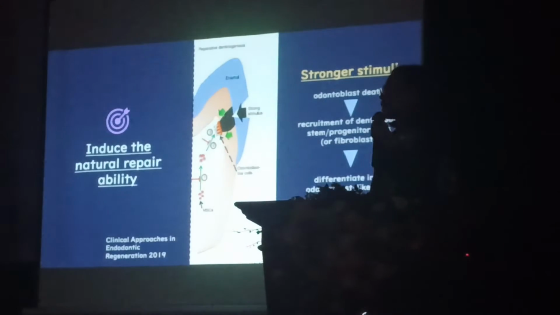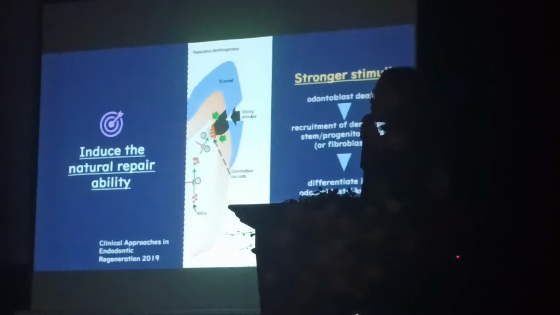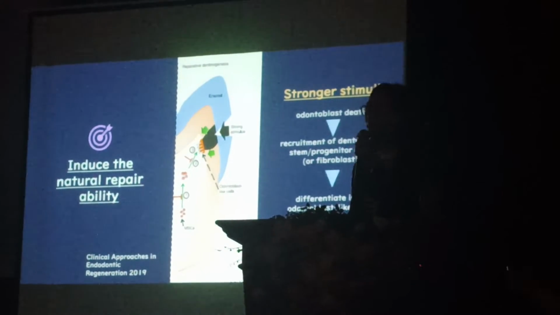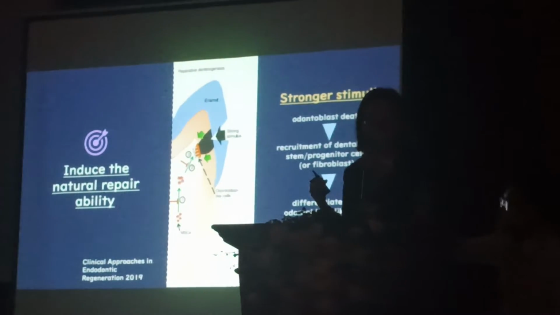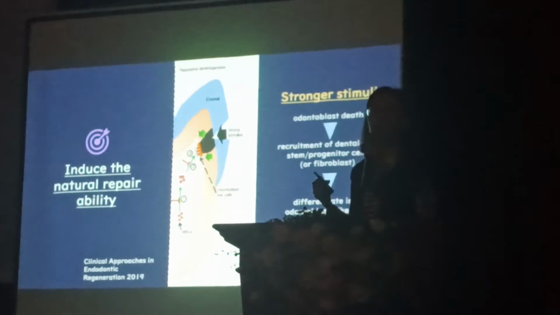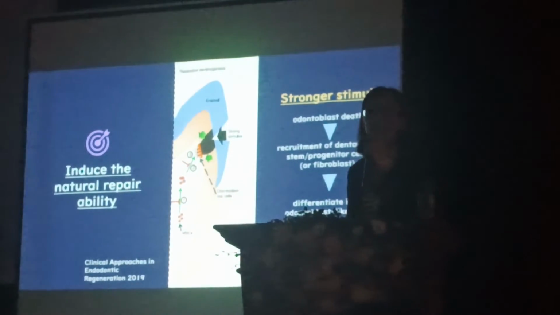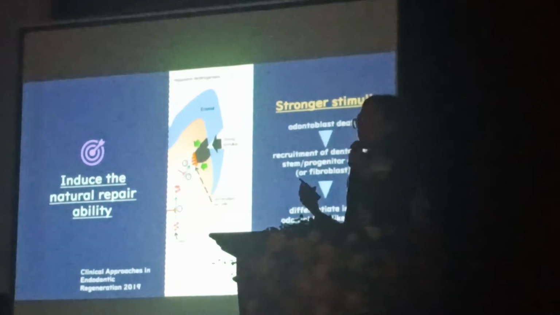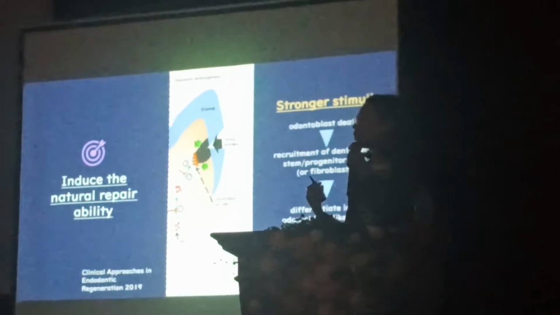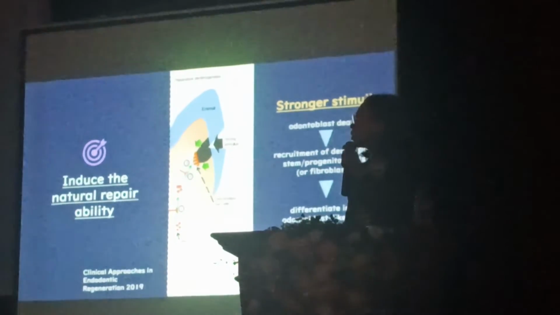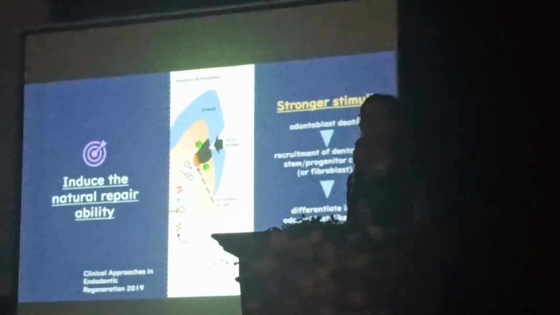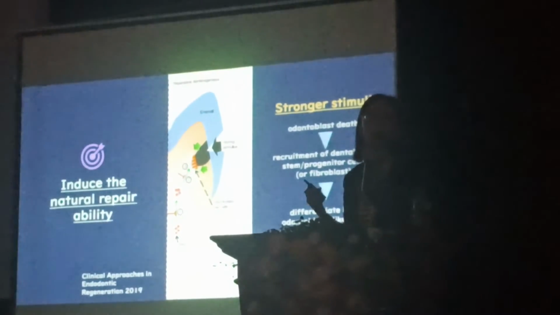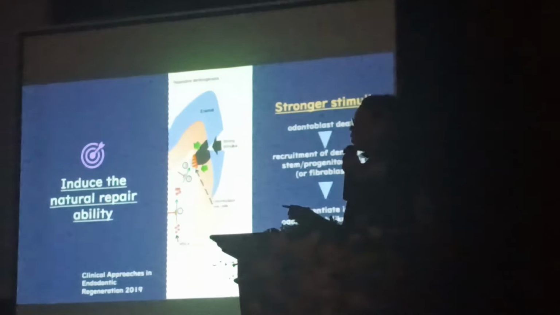If the stimuli is strong, sometimes the odontoblast is dead, and now they will send signals to the rest of the cells in the pulp. For example, dental stem cells come and help, and release growth factors. These come and help, and then they differentiate into odontoblast-like cells and produce what we call reparative dentin. This is like a repair process of the pulp.